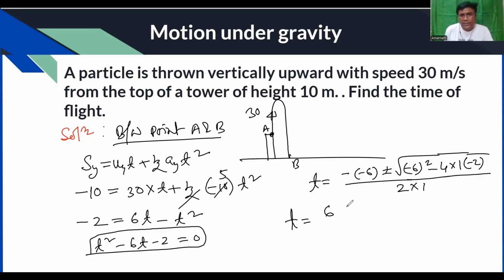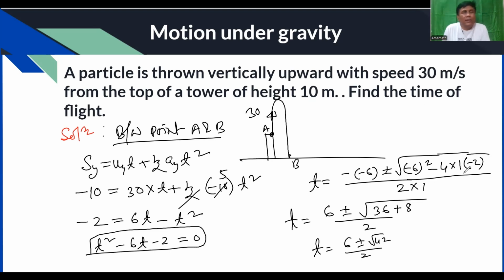T is 6 plus minus under root 36 plus 8, by 2. 6 plus minus under root 42 by 2. You can simplify it a little bit more. Actually, 42 is 2 into 21, na? No, that is not 42. Yes, sir, I had taken 44 instead of 42. That is actually 44, na?